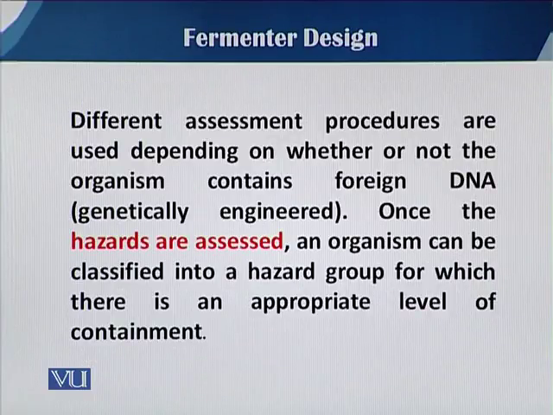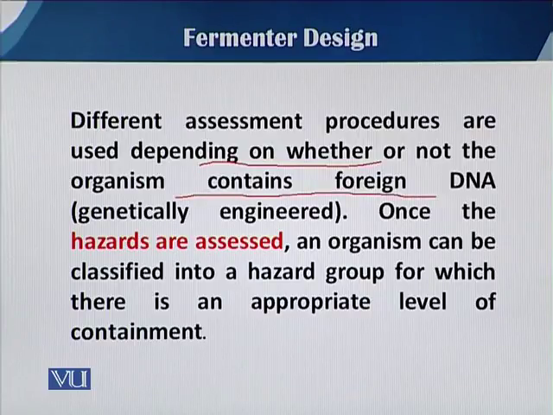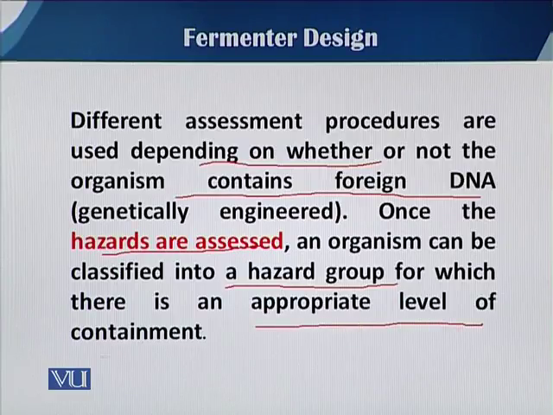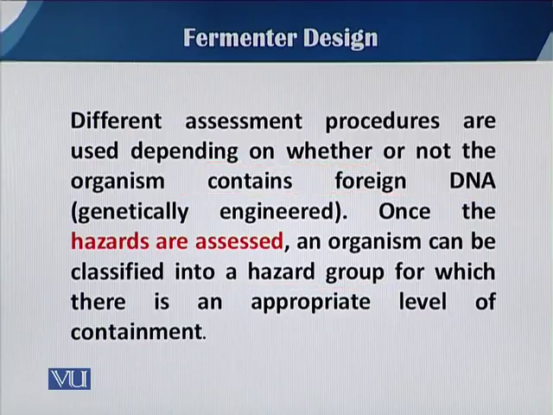The different assessment procedures are used depending on whether or not the organism contains foreign DNA, meaning genetically engineered organisms. Once the hazards are assessed, an organism can be classified into a hazard group, for which an appropriate level of containment is awarded. Generally speaking, there are 4 different biosafety levels, which we can also call hazard levels. Before giving a level to any organism, we have to assess what level of risk is involved in culturing that organism.